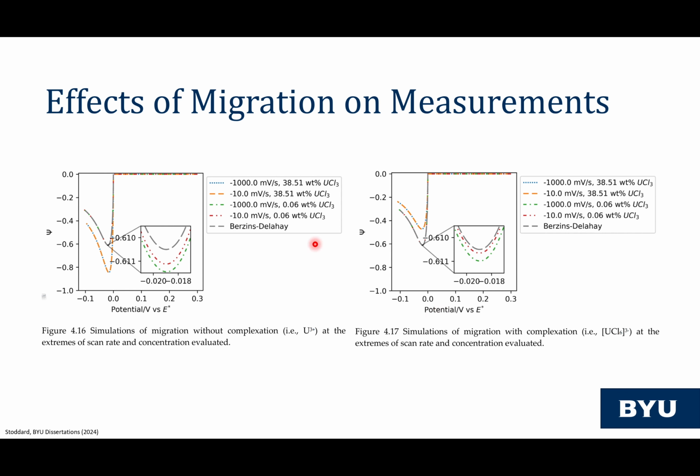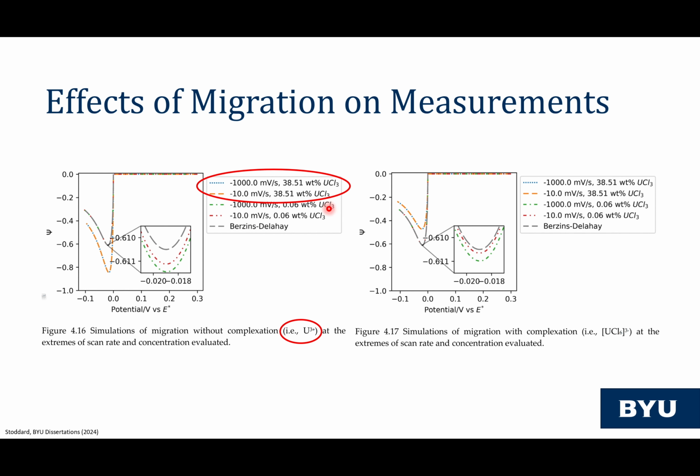So let's talk about the effects of migration on our measurements. So this was a little study done by Michael Stoddart. He was doing some simulations, including migration. These are cyclic voltammograms, and this is the dimensionless current. So you'll notice here that the gray value, that's the Berzins-Savéant equation. That's if we're not considering migration, that's what we would see. And you'll notice that the green and the red signals are very close to that.